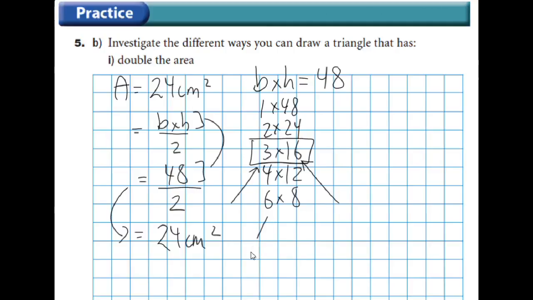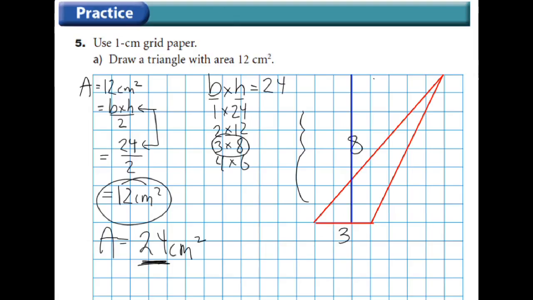We could also, instead, double the base. Remember, this is the base. We could make the base 6 and make the height 8. So keep the height the same, but double the base. So I'm going to do it over here so we can actually see and compare. So let's try the one where I double the base.